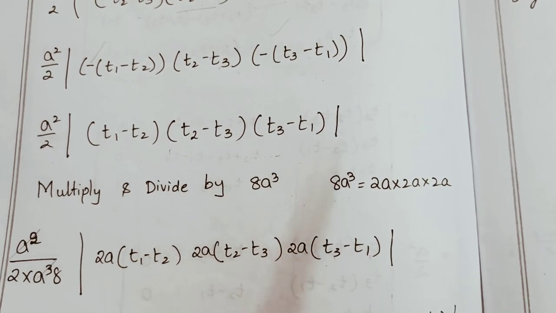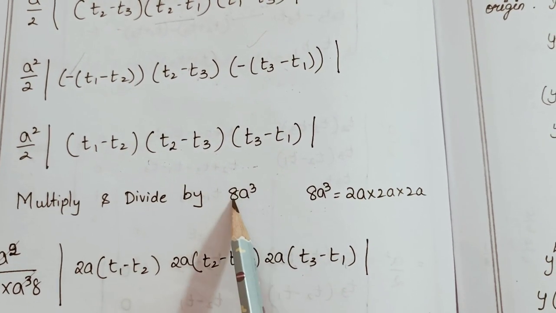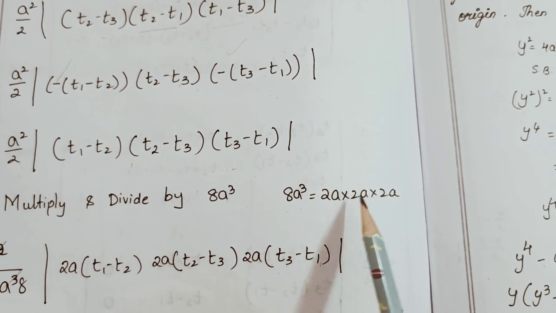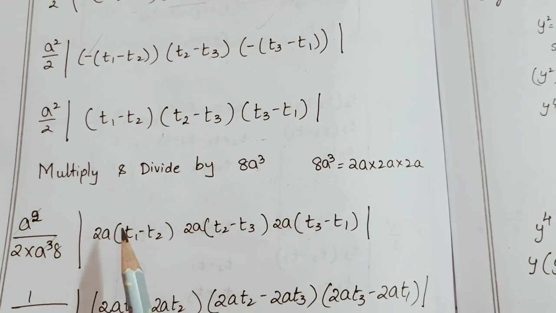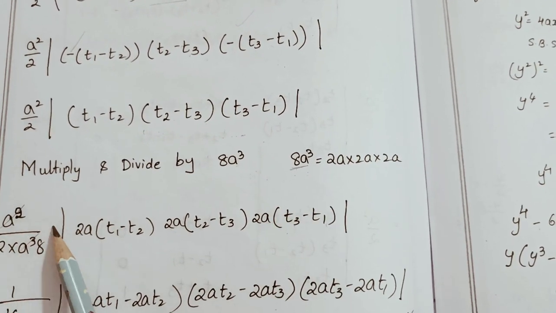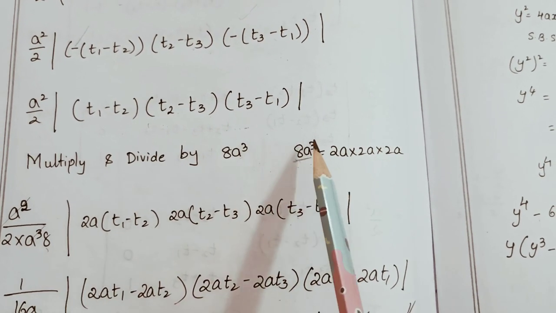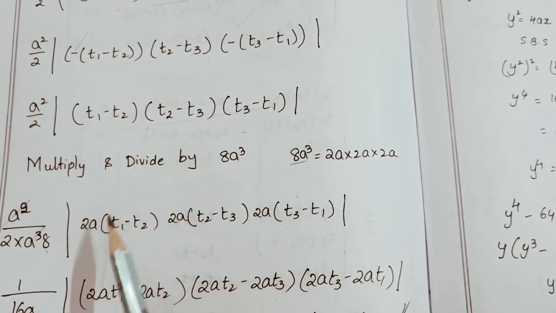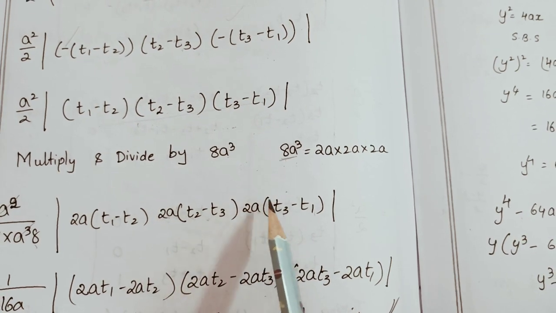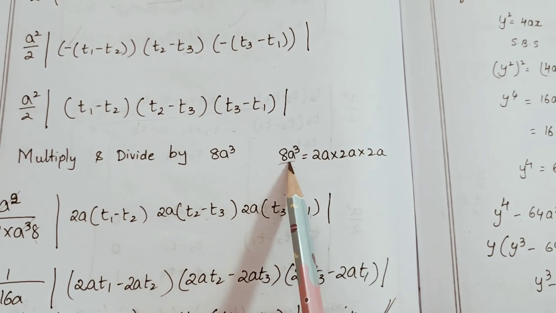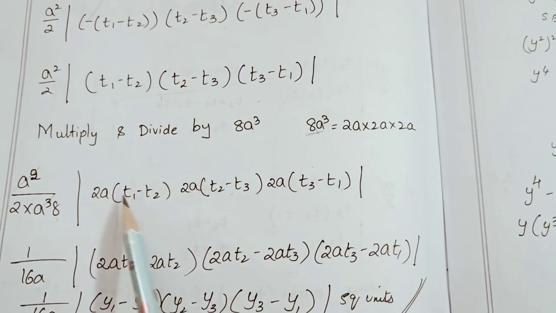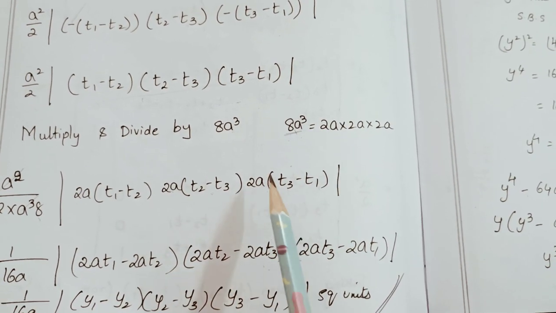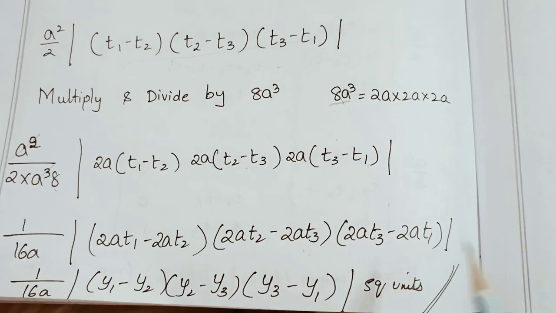Okay, now multiply and divide by 8a cube. 8a cube is nothing but 2a into 2a into 2a, 2 to the 4, 4 to the 8, a into a is a cube. So this 8a cube will be multiplied here and in the denominator also. Okay, we are splitting 8a cube here, multiplying with these three brackets, 2a into first bracket, 2a into second bracket, 2a into third bracket, which is nothing but 8a cube. Okay, now multiply 2a here, 2a into t1 minus 2a into t2, 2a into t2 minus 2a into t3, 2a into t3 minus 2a into t1.